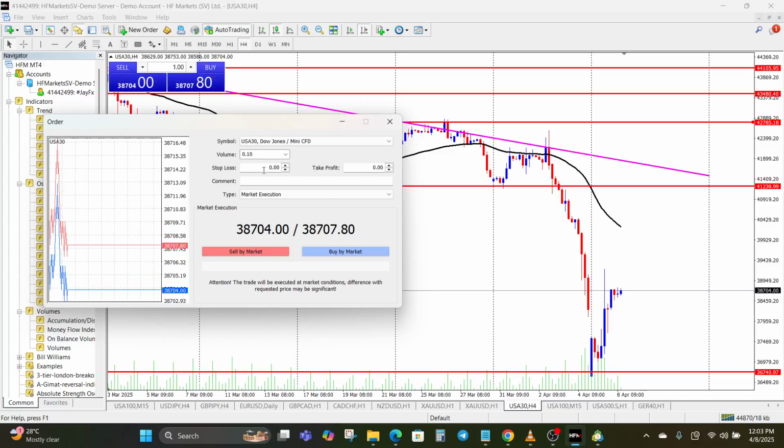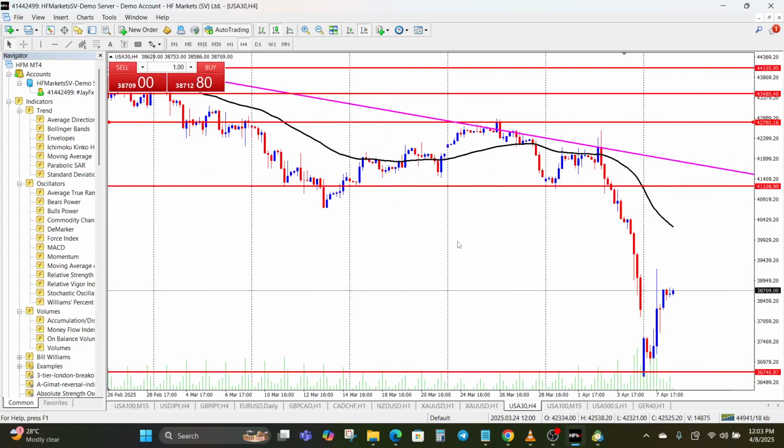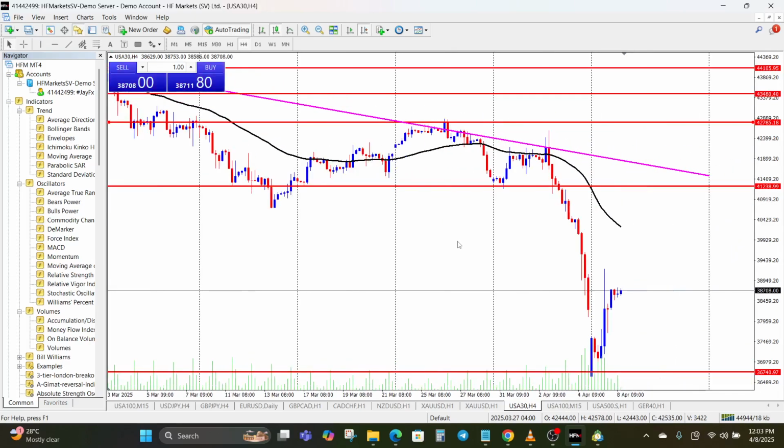Always set a stop loss to protect your capital. Use take profit targets that align with key support and resistance levels or session highs and lows. Now let us quickly talk about timing. Indices are most active during the New York session, especially from 9:30 a.m. Eastern Time when the US stock market opens. This is when volume spikes and big moves happen. So be ready around this time if you want to catch major moves.